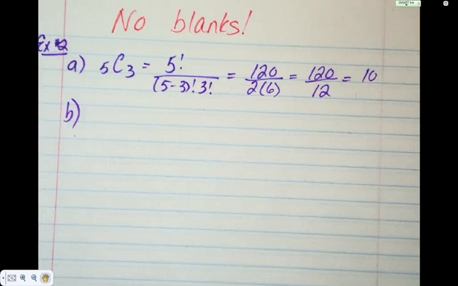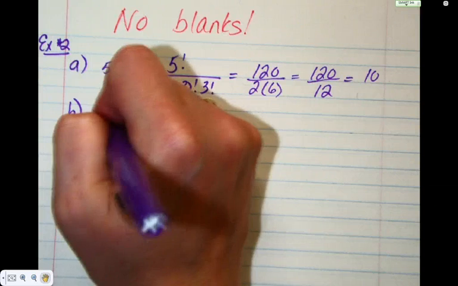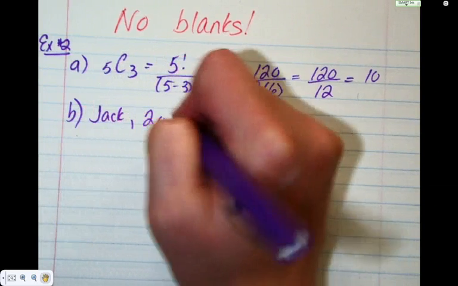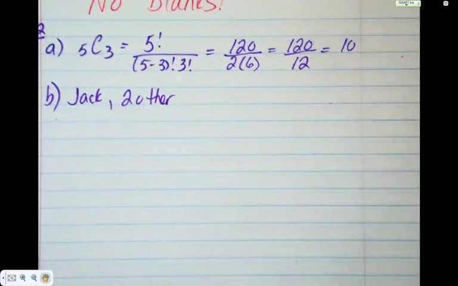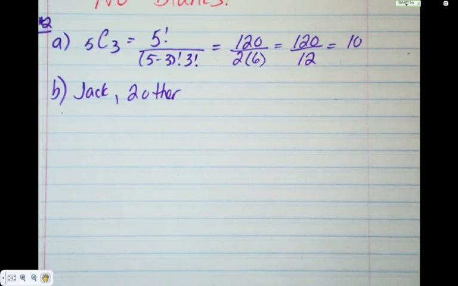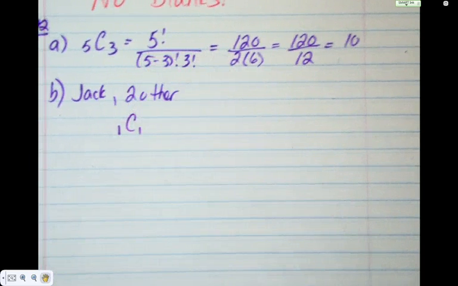Jack has to be chairperson. How many committees are possible? So we need to have Jack, and we need to have 2 other people. That's what the question's really telling you. You have to have Jack on your committee. We don't care who else is with him. So what we're going to do is pick them separately. There is 1 Jack, and we need him. That gives us a 1C1.